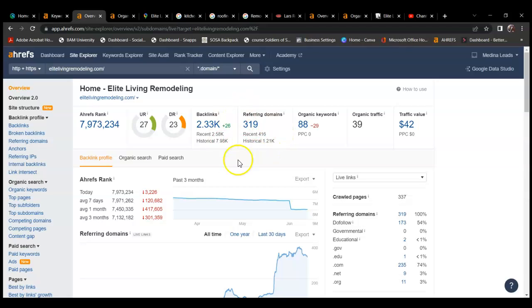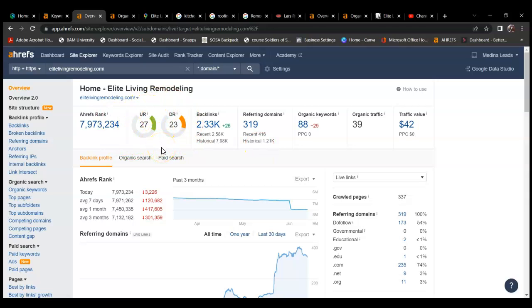As for the referring domains, the best way to describe what that is, for example, if you did some services for somebody and they started blogging about what you did for them, and they have a link in their blog back to your website, that would count as a referring domain. And those referring domains pack a lot of power.